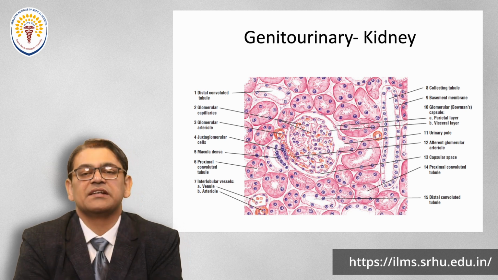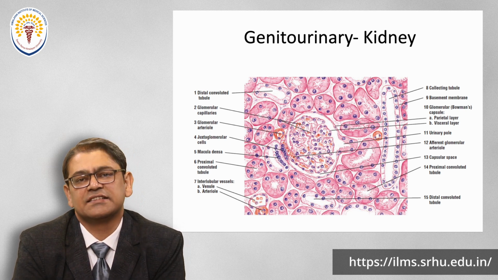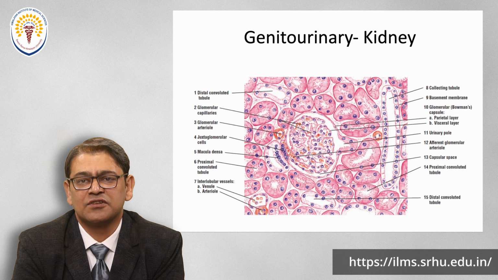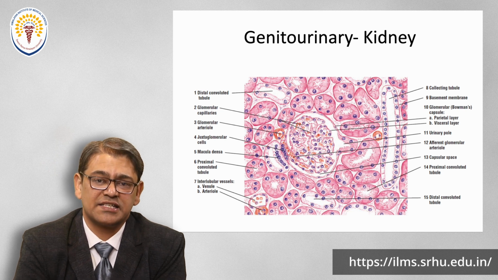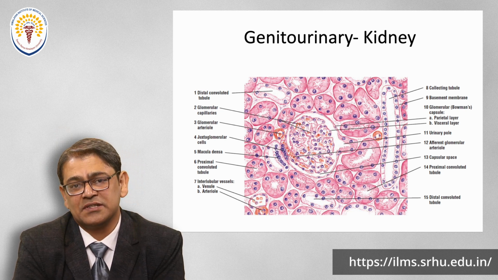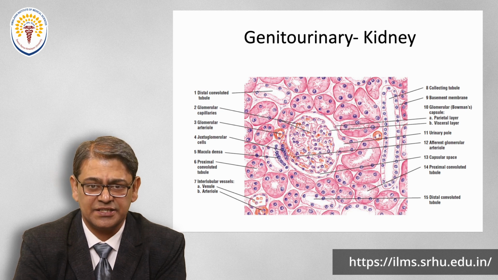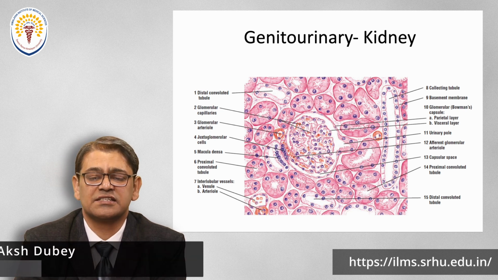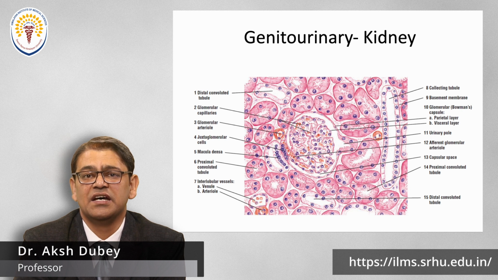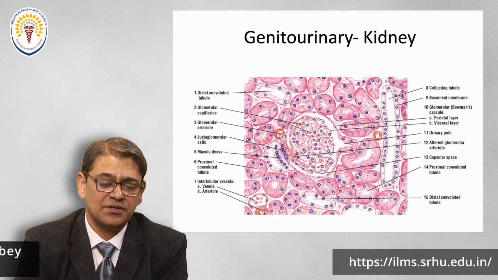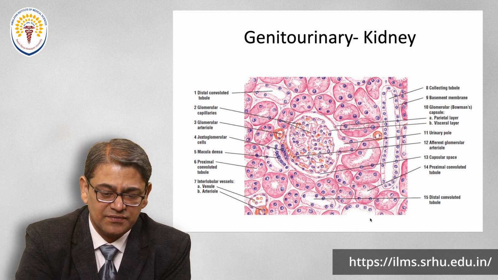I hope that the medical students who are studying this histology have an idea of the glomerulus, Bowman's capsule, the proximal convoluted tubule, distal convoluted tubule, and collecting ducts. All these terminologies must be familiar to you. So let's go into the histology of this.